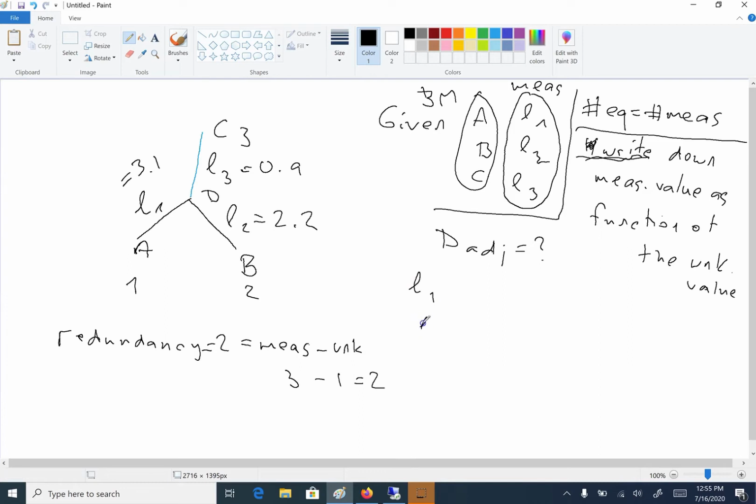So we have to write down L1, L2, and L3 as a function of our unknown, which is D. So in this case, how can we write down the measurement as a function of the unknown? L1 is going to be D minus A, D minus B, and D minus C.